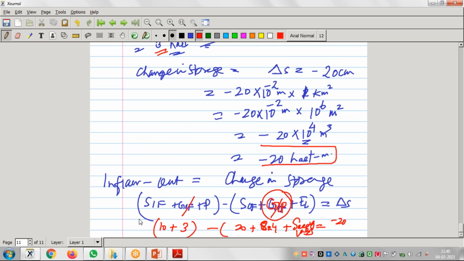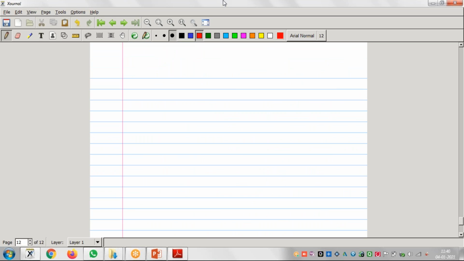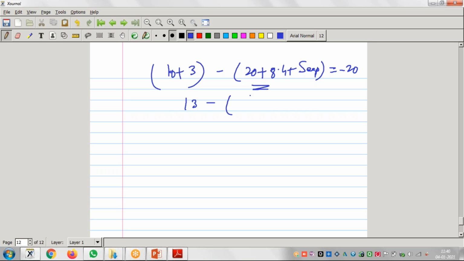So if I solve it, I will write it on another page. 10 plus 3 minus 20 plus 8.4 plus seepage is equal to minus 20. If we solve this, 13 minus 20 plus 28.4 plus seepage loss.